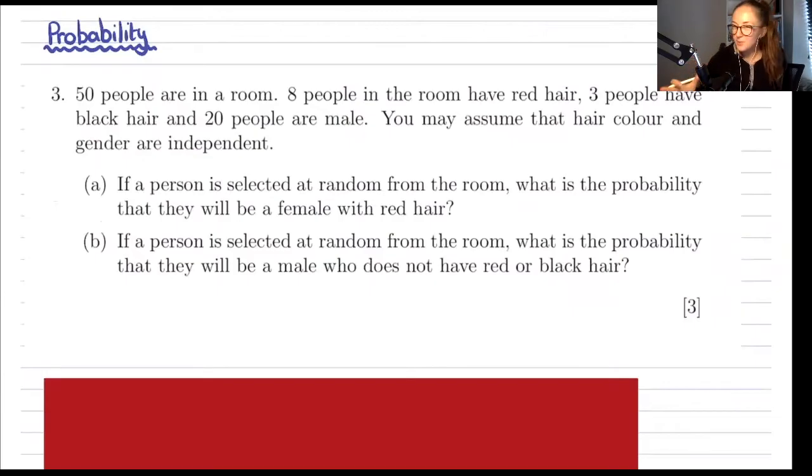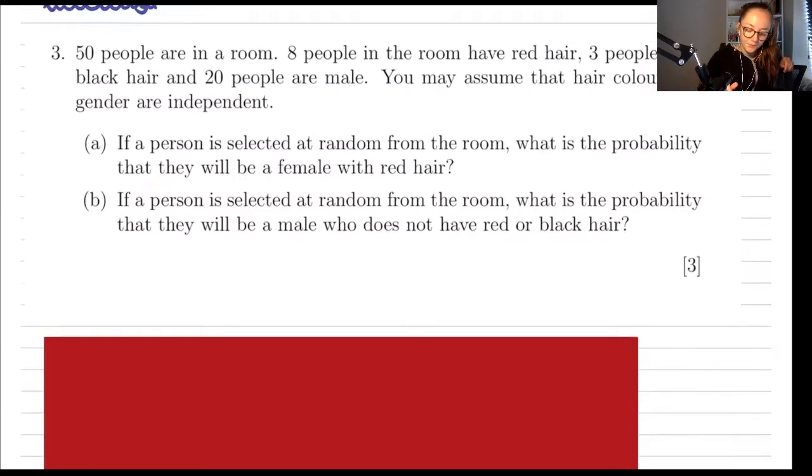These questions, some people find them really intuitive and some people don't. I am certainly not someone who finds probability questions intuitive, but these questions don't tend to be too difficult. You just have to make sure that you present your information clearly to yourself so that you know what everything means. And yeah, just make sure you get your head around the question and what it's saying.